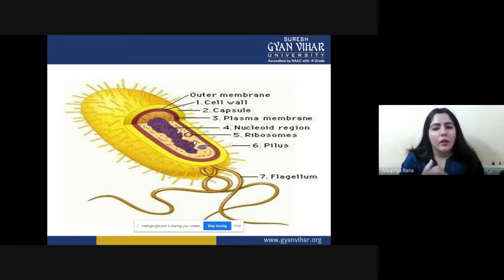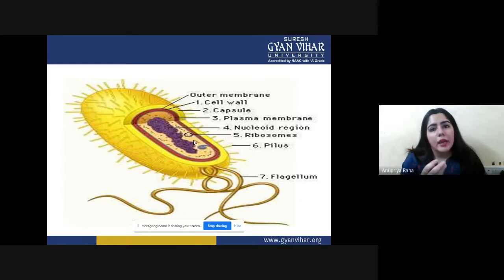And then the ribosomes. Along with the nucleotide region, there will be ribosomes. Ribosomes need to be present in prokaryotes. Why are the ribosomes here? Basically, all these ribosomes are the protein factories.